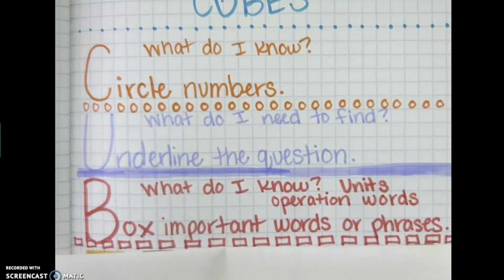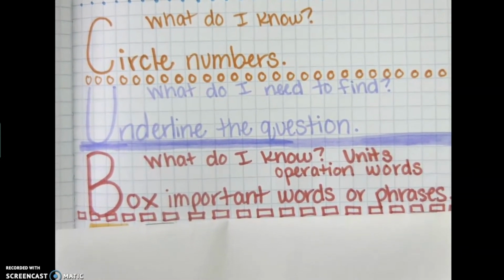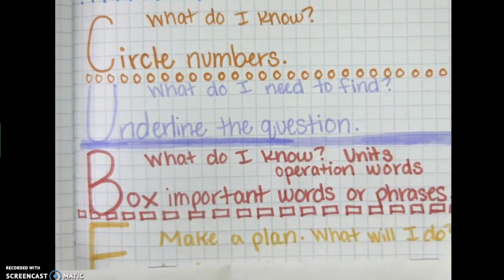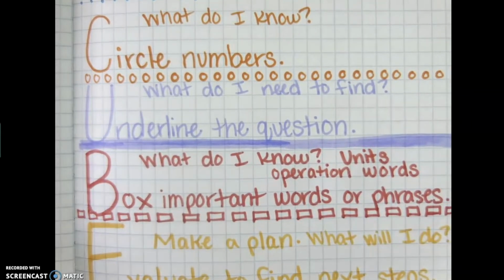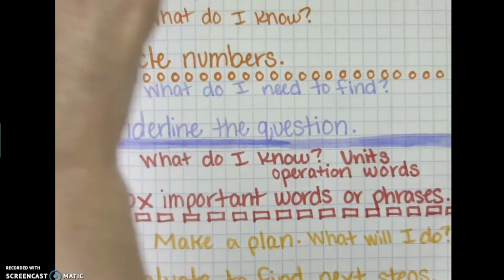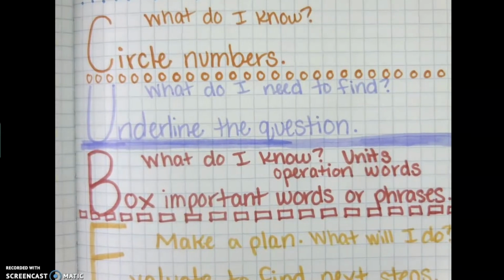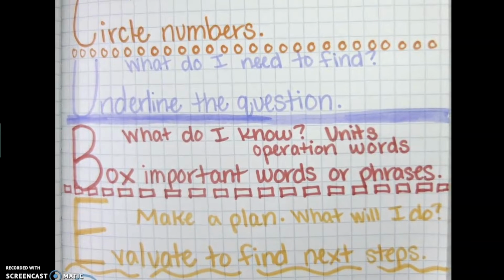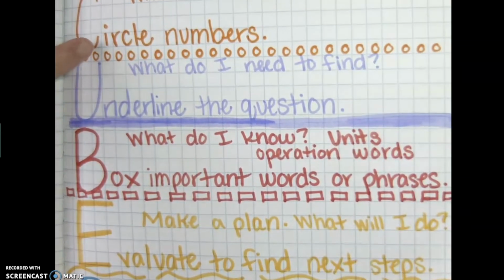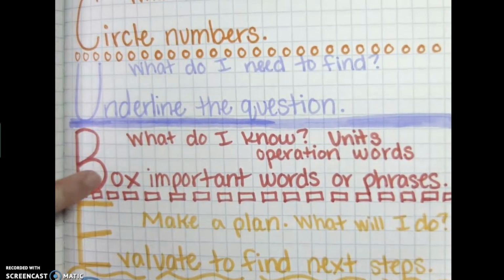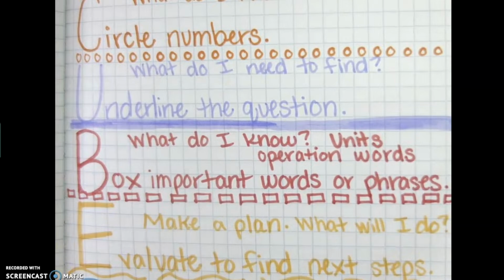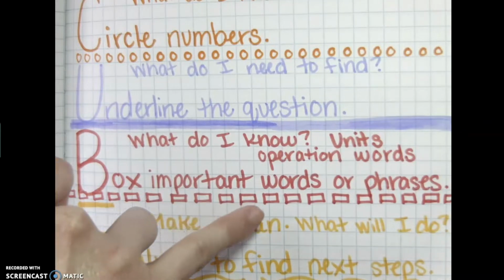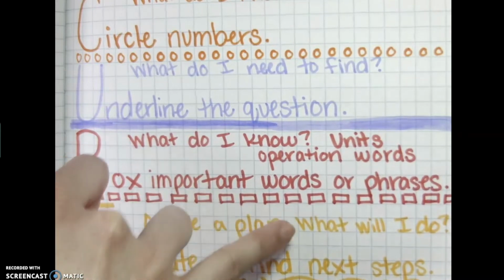The next part of CUBES is E. E stands for evaluate, which means just to find the next steps. So we're finding the next steps using E. We've circled the numbers, we've underlined the question, we've boxed important phrases. That tells us everything we need to know about the word problem. Now we're making a plan and figuring out what we're going to do.